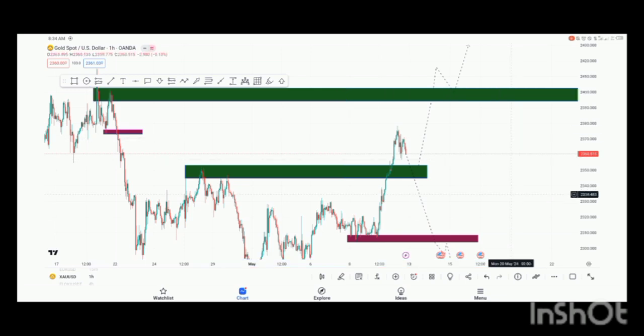So guys, that will be all for XAUUSD. Let's move over to GBPUSD and see some key zones that we need to look out for.